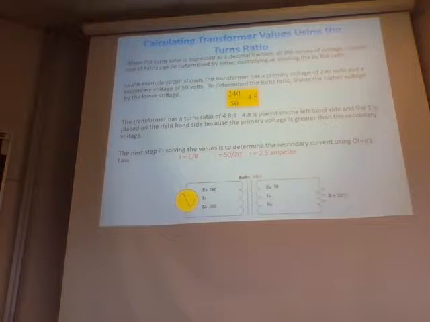Next step in this circuit here is to determine the secondary current using Ohm's law. You have 50 volts in the secondary and 20 ohm load, so the secondary current is 2.5 amps.